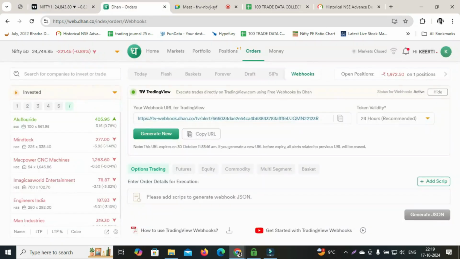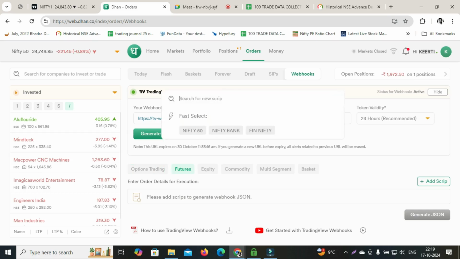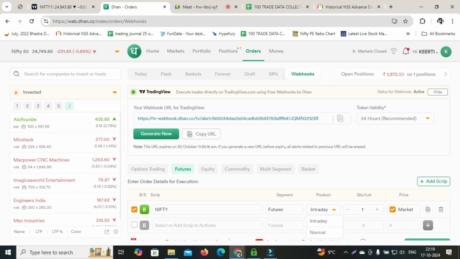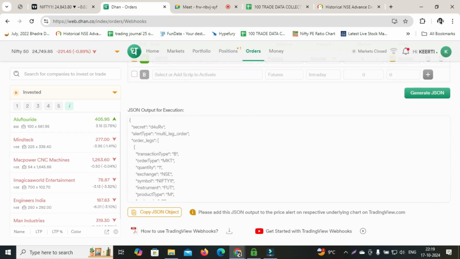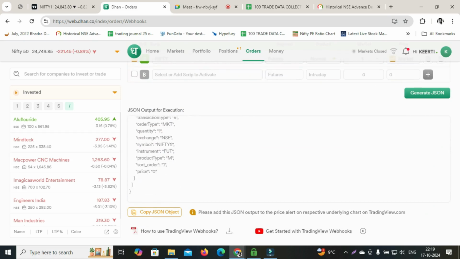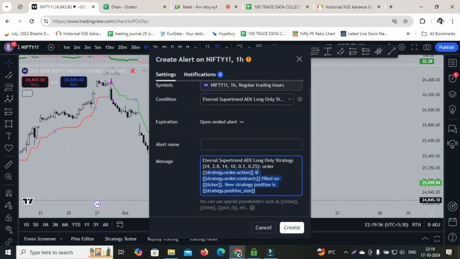And in Dhan, for futures, you can generate a message to execute the futures trade. So you have to add the script, select Nifty 50, do this, and then generate JSON. So a message will be generated. This message has to be copied into this thing. So it is like an SMS service. Whenever there is an alert, this particular SMS will be sent to that particular address, and then Dhan will execute this. So that's how it works.